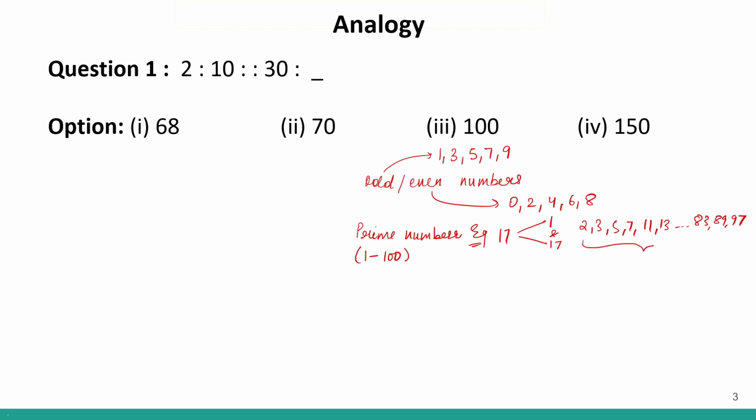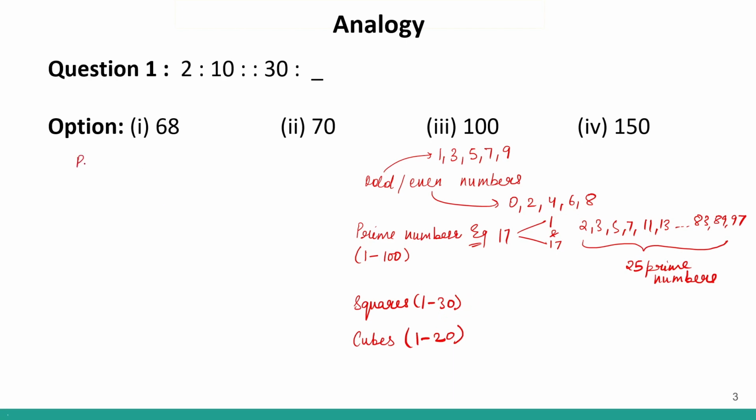In totality, there are 25 prime numbers between 1 and 100. This you should know. Then you should learn the squares of at least 1 to 30. Similarly, you should know cubes of at least 1 to 20. This much information is very helpful for your competitive exams, so you should retain it.